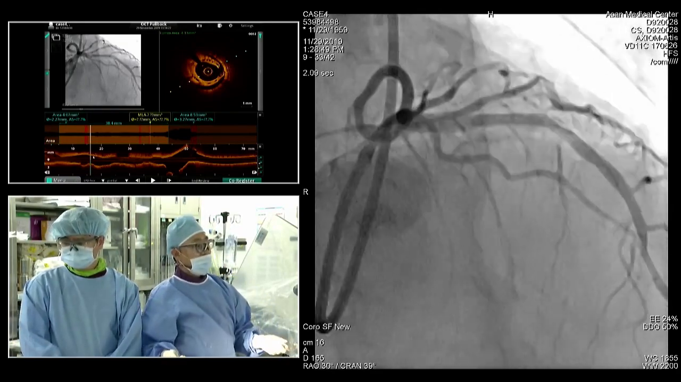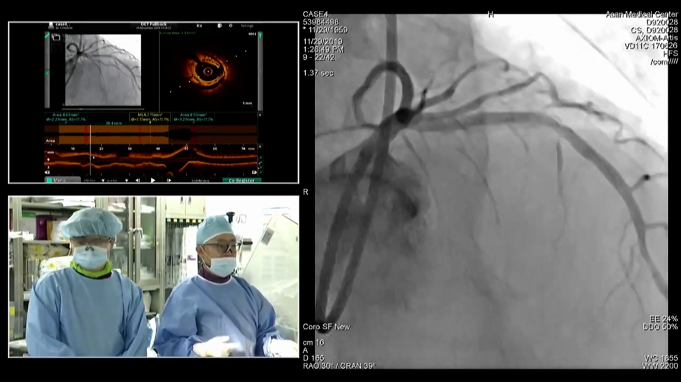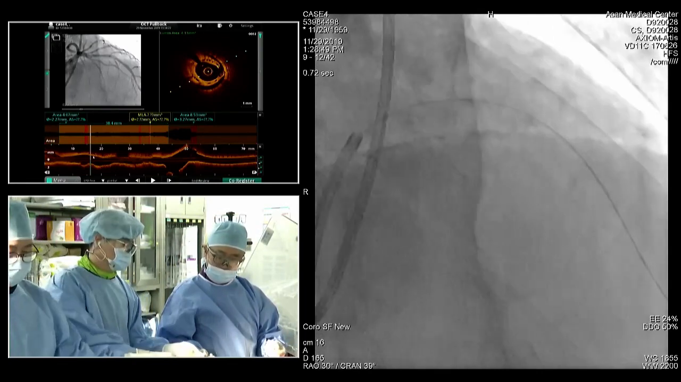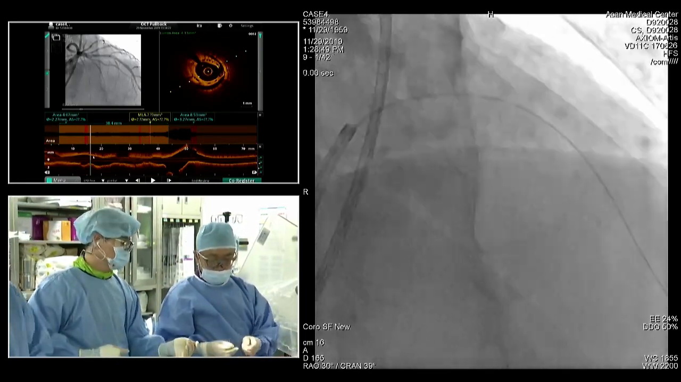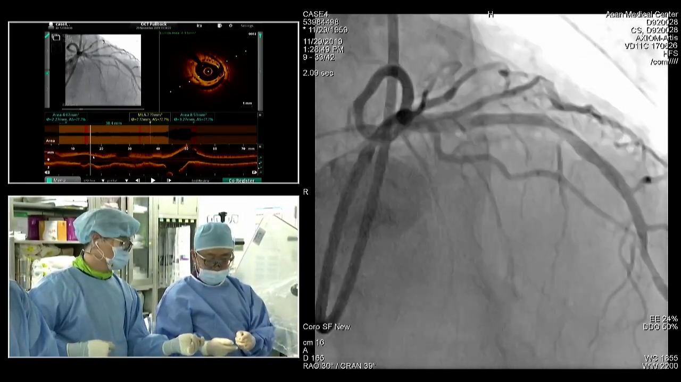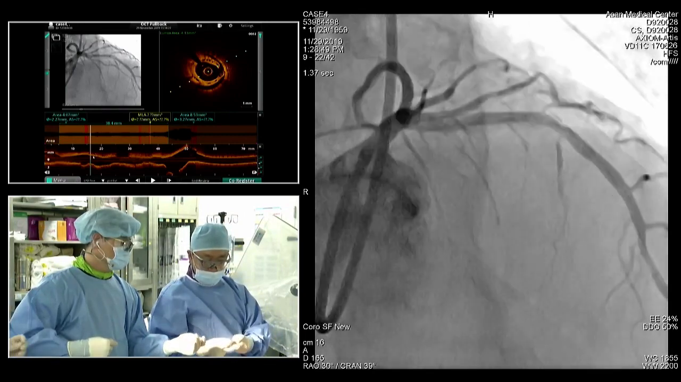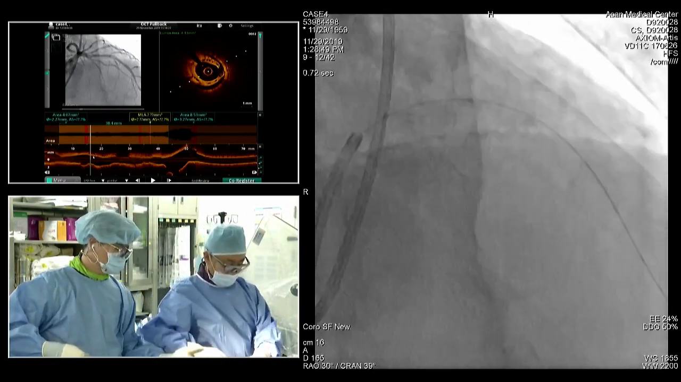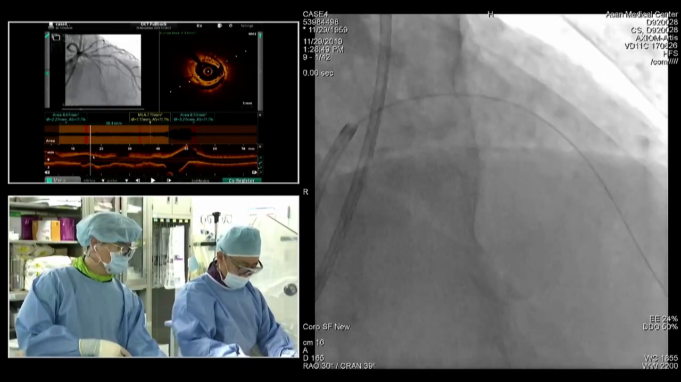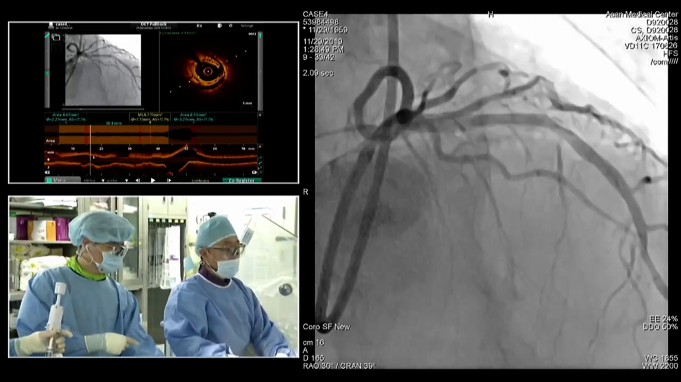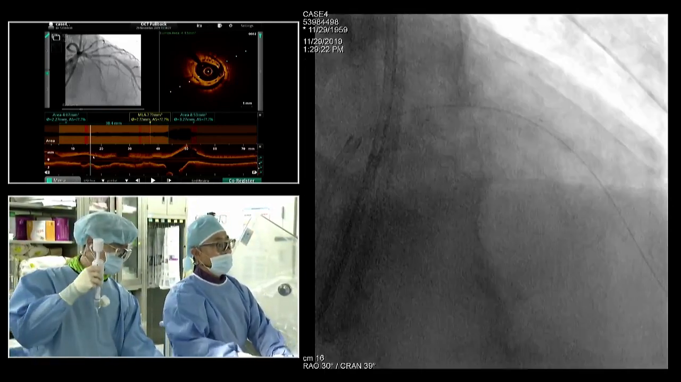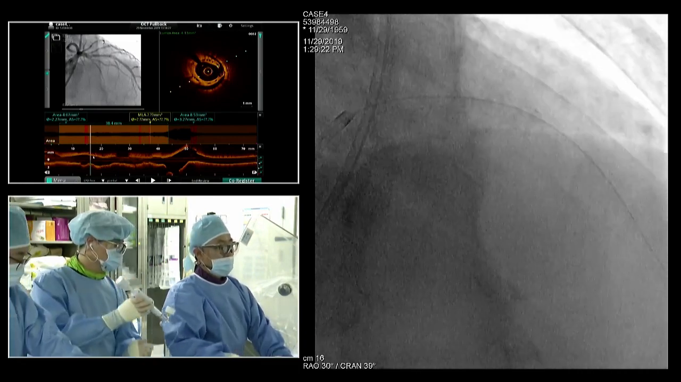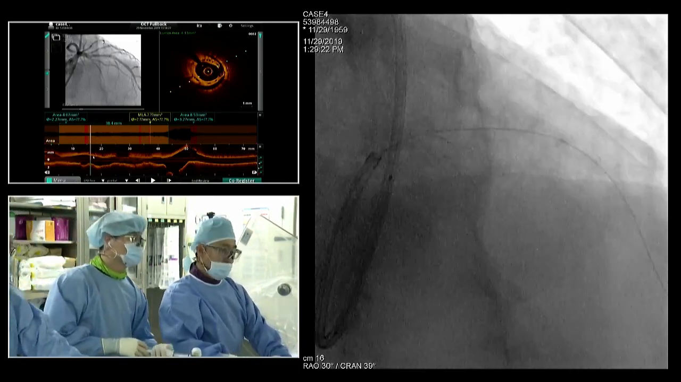Okay. So BRS failure: we have implanted in more than 1,000 patients. BRS failure is not common, very rare. We experienced just less than 5 cases. So in this case also, the mechanism is intimal proliferation and negative remodeling.